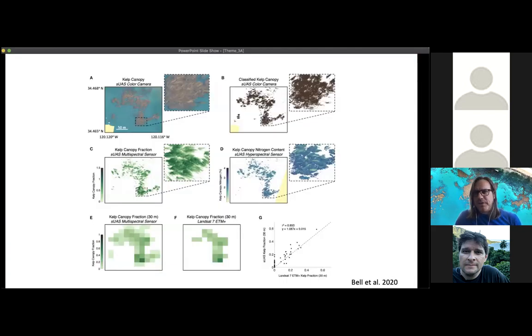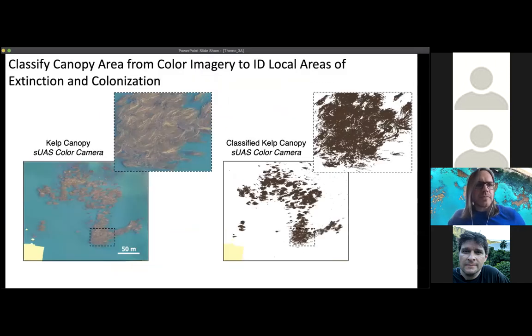Through a Department of Energy project we've been working on, we've been able to develop new techniques for examining canopy area, canopy biomass, and canopy physiological condition using different types of sensors on drones, and how to compare that back to satellite estimates of biomass using Landsat. And so I'm going to go through these kind of one at a time.